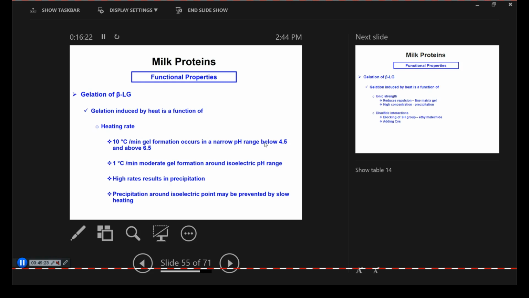So the idea here, what I want to highlight, is that high rates cause quick aggregation and precipitation. But if we're heating slowly, we're allowing the protein to denature slowly and for protein interactions to occur at a slow rate so that you form a gel rather than forming an aggregate that precipitates.